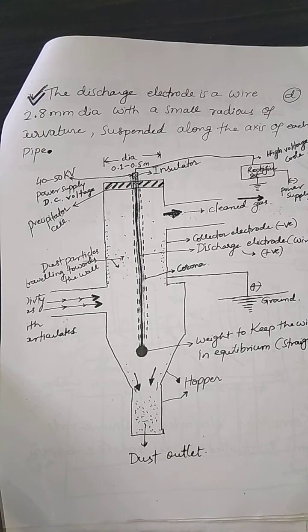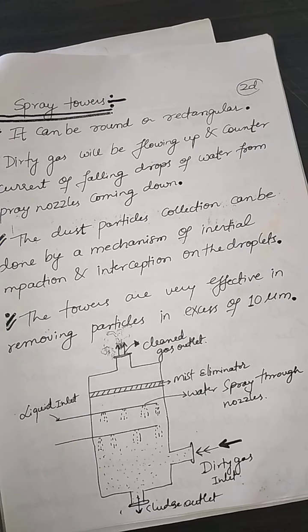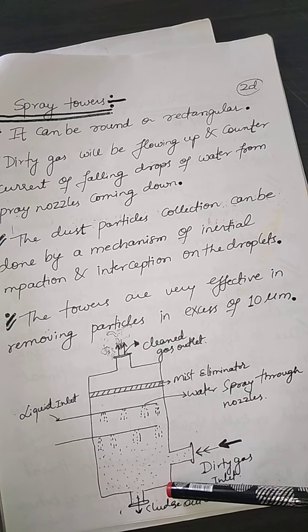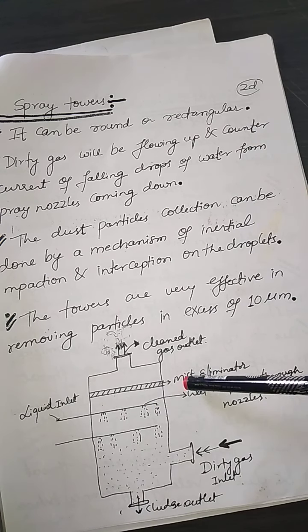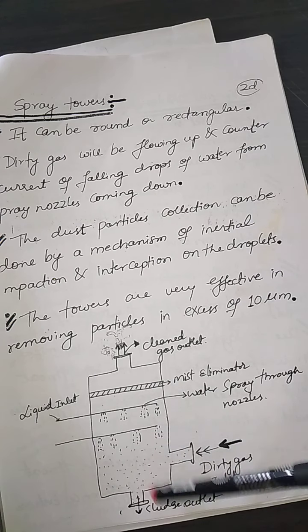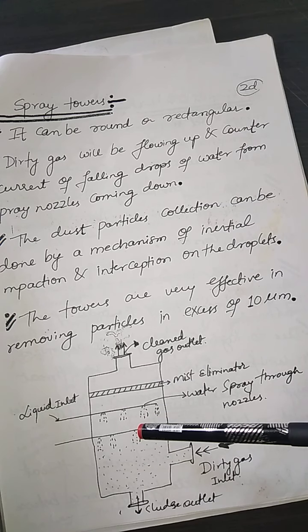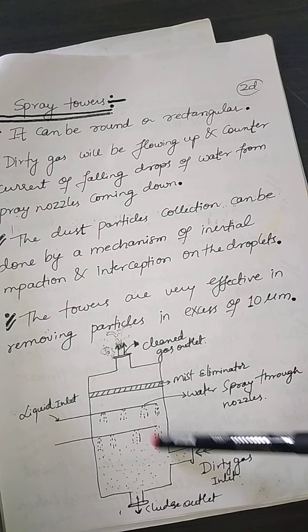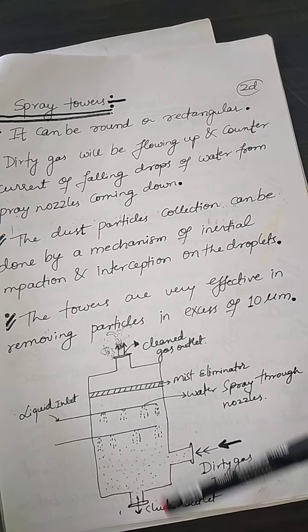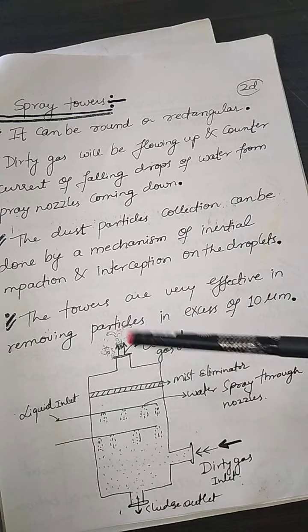Next, we will be studying scrubbers. As you know, water droplets attract dust particles. In this process, the gases that have to be cleaned are passed from the bottom, and from the top we pass water. The water attracts the suspended particles present in the gas, they get cleaned out, and here we get the clean air.